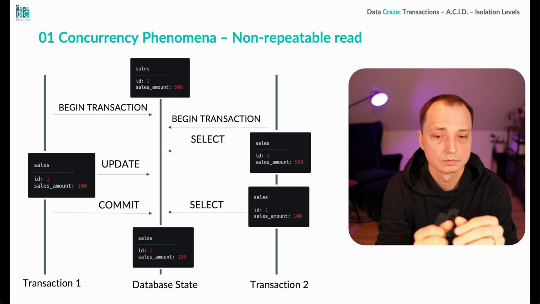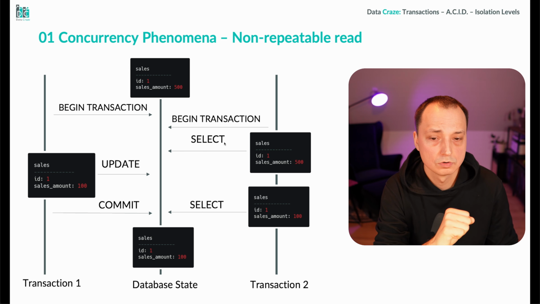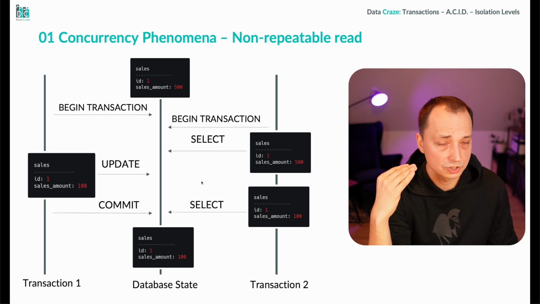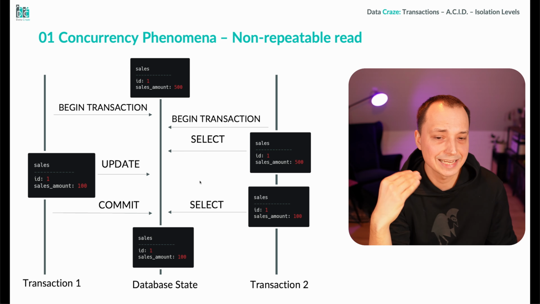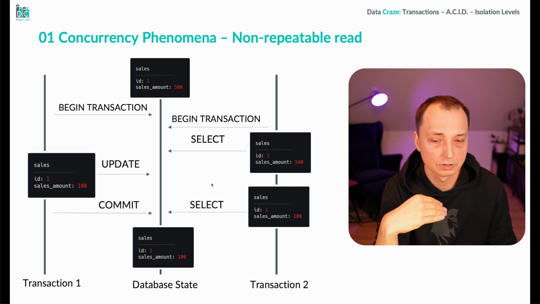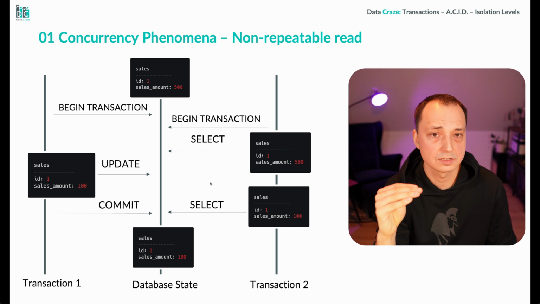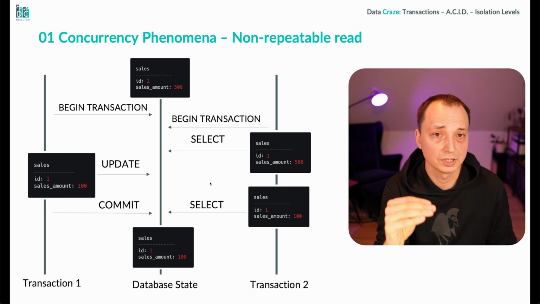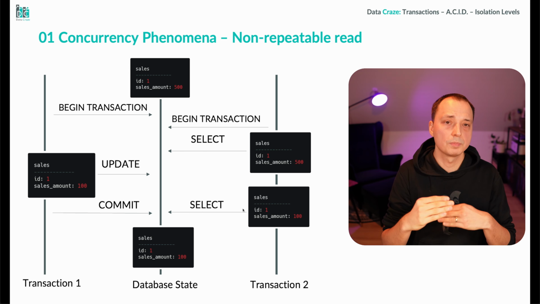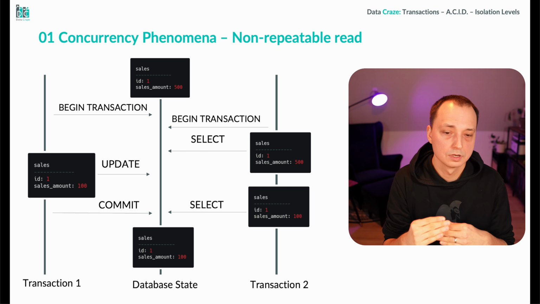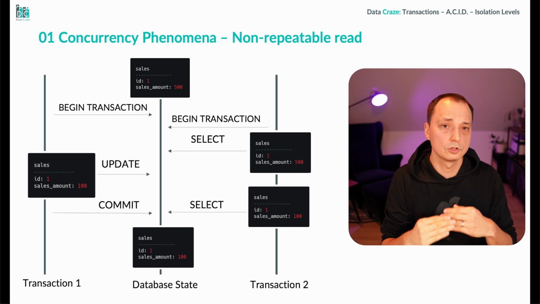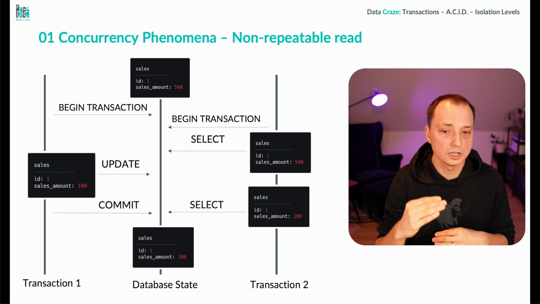But again, transaction 2 is inside of the same transaction. So there was no commit, no rollback operation here. It's just basically issuing the same select again for the same record. It started from sales amount 500, but right now the sales amount is 100, right? So from the perspective of transaction 2, the state has changed even though the transaction was still in progress.